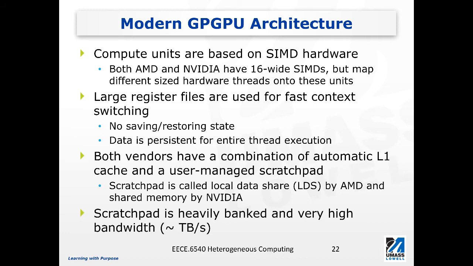Both of these GPU vendors have a combination of level 1 cache and a user-managed scratchpad. These are all on-chip memories that can be accessed by the processing units. In AMD, the scratchpad is also called local data share, and in NVIDIA it's called shared memory. The scratchpad is heavily banked and supports very high bandwidth, usually in the order of terabytes per second.